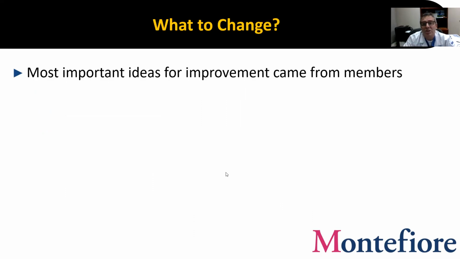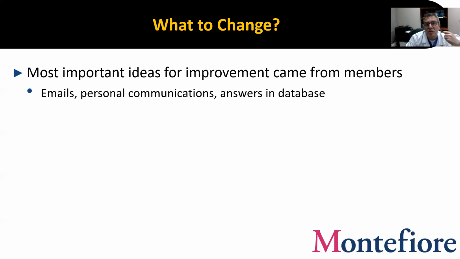So what did we change? The most important ideas for improvement came from the members, came from you guys. There were emails, there were personal communications, and then there was the way that people answered questions in the database. Every time somebody would email the GTC with a question about the database, something they didn't understand, or a suggestion, or something they wanted to add, we kept a folder, and we had years' worth of these building up. Anytime somebody communicated something that they thought should be changed or improved, we put it in a folder.